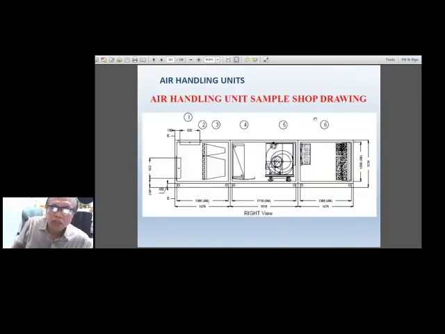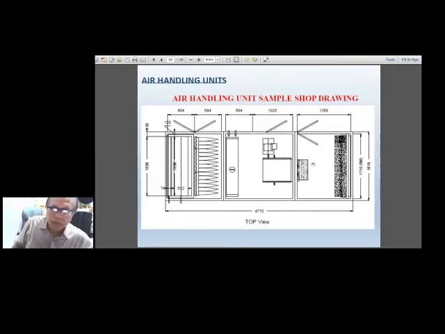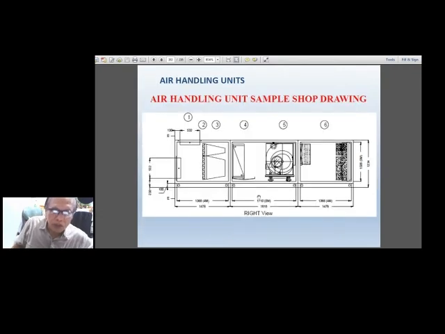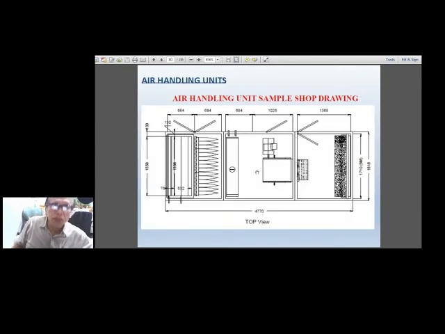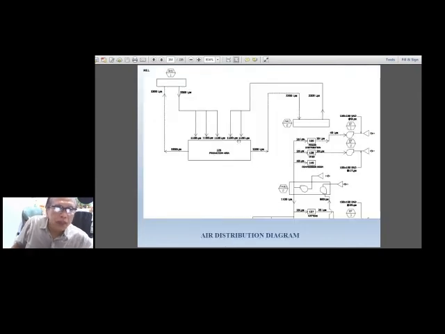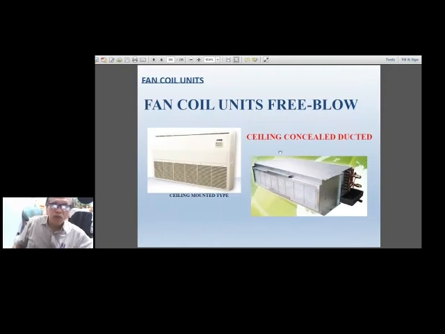Air handling unit sample shop drawing. Elevation, top pala. Ito yung right view and this is the top view. Okay, so schematic. Fan coil units. Sinabi mong fan coil unit, mas maliliit siya kaysa dun sa air handling. But they are the same function.